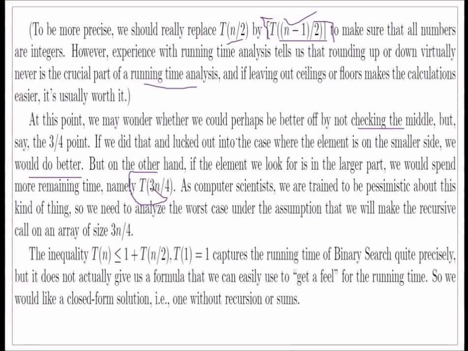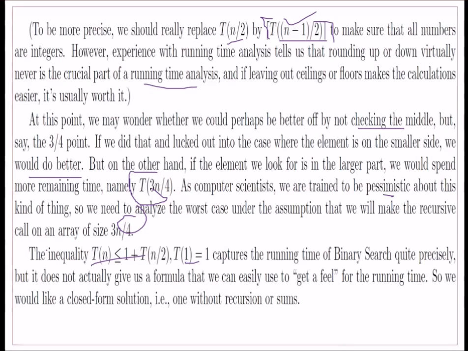So we, as computer people, are trained to be pessimistic about this kind of thing, because we actually want the worst case. When we find out the worst case, the user will always get the best case. So we need to analyze the worst case under this assumption, and we will make the recursive call on this array of size 3n/4. And this inequality we have just seen, where T(1) is equal to 1, this is the base condition.